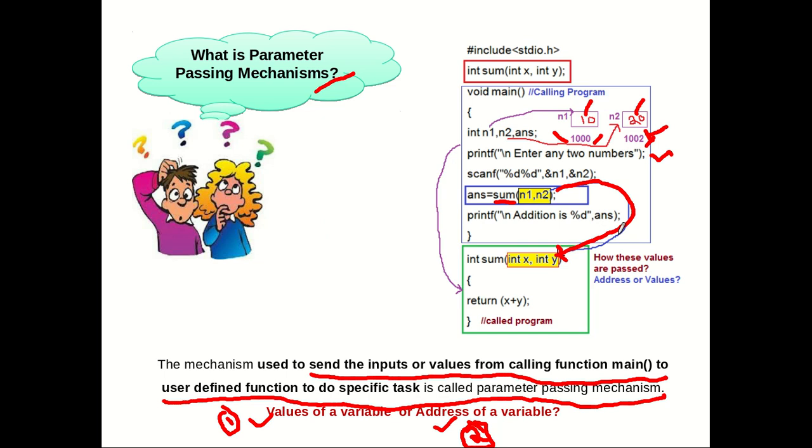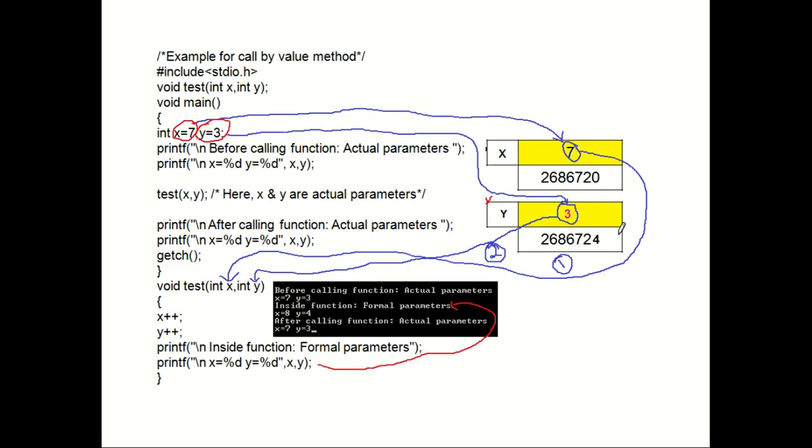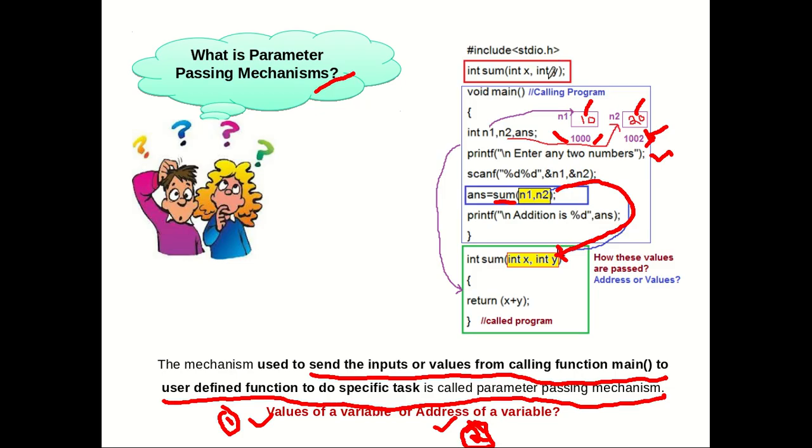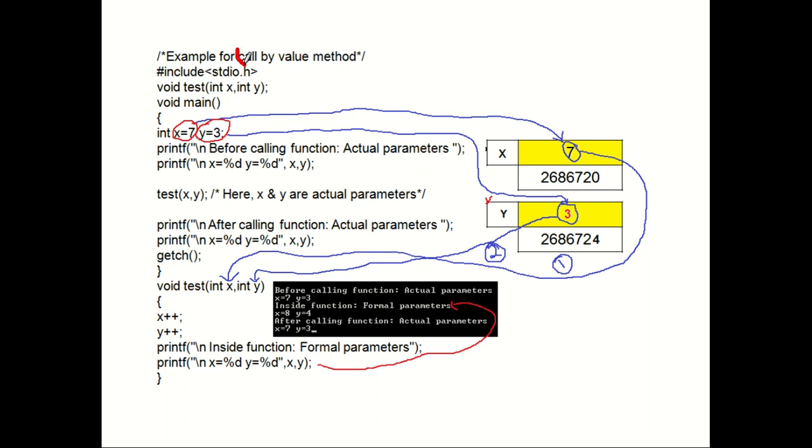So let us see in detail the function which takes the values and the function which takes the addresses. Depending upon that, we have classified into two types of parameter passing mechanisms. One is call by value. Call by value means whenever we pass the values to the function body, that particular concept is called call by value.